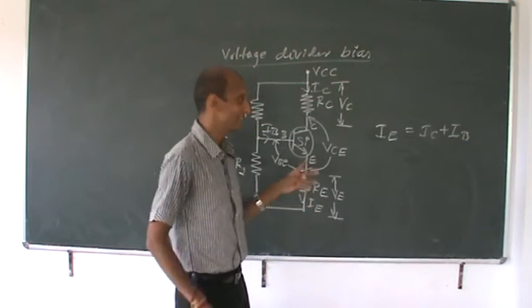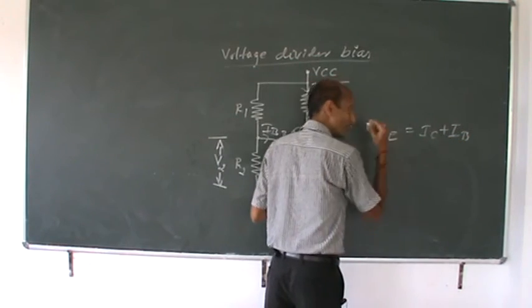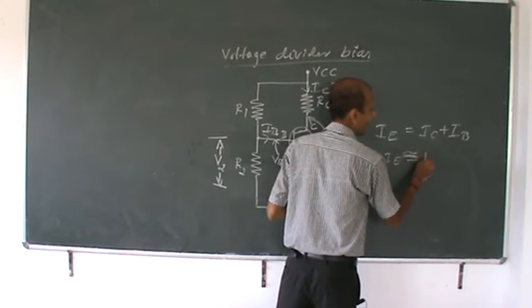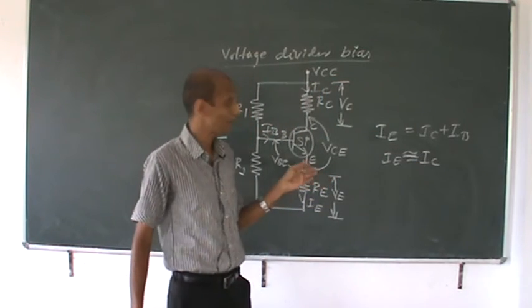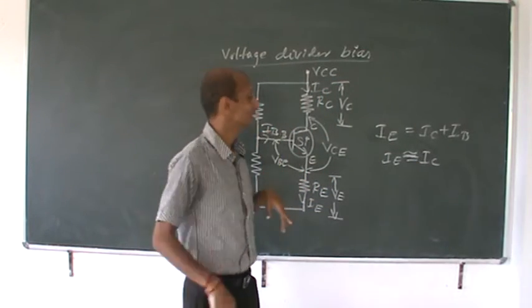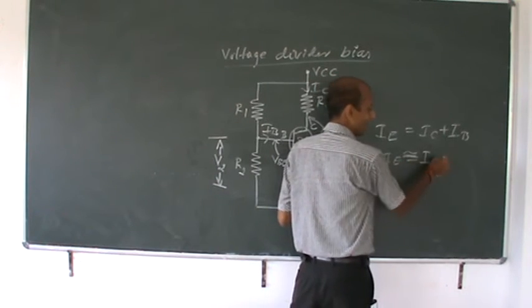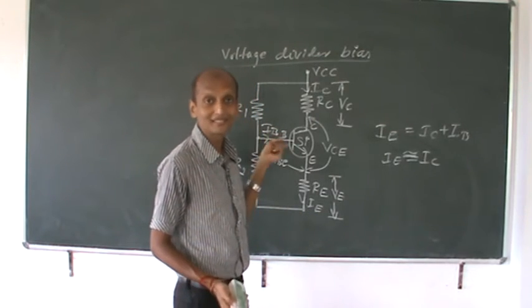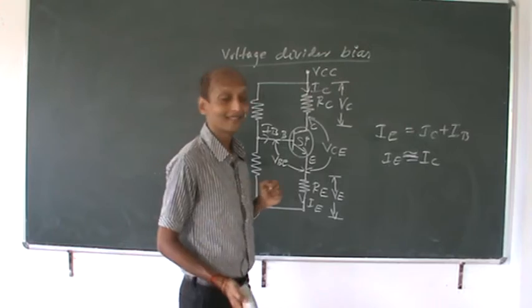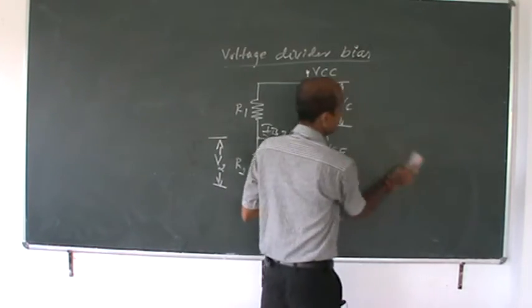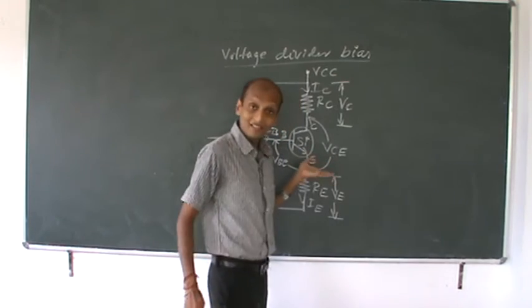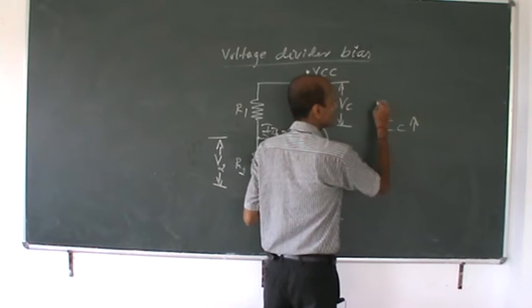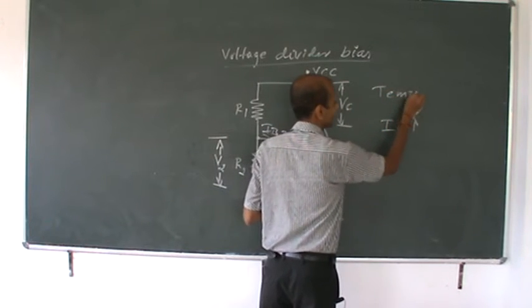As we know, your IB will be very small, so we approximate IE to be equal to IC. So your IE will be approximately equal to IC, and we call your output current, or current through your transistor, the collector current. Now, as the temperature increases, IC also increases.